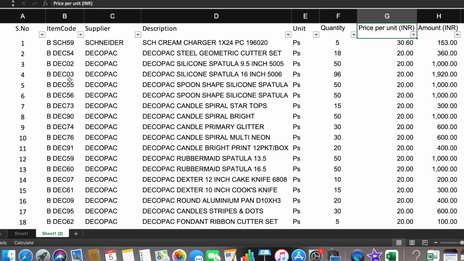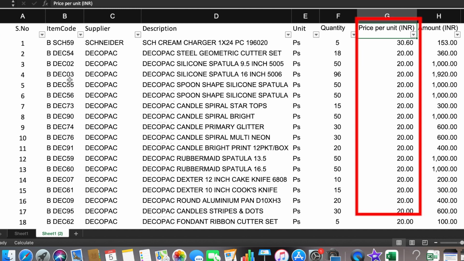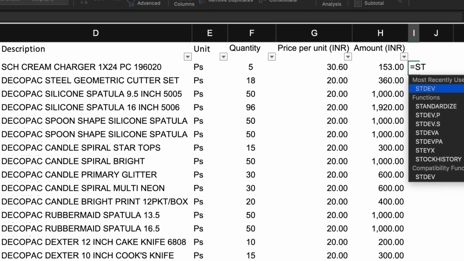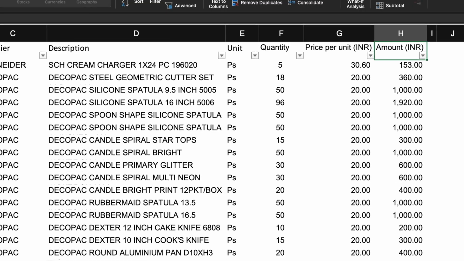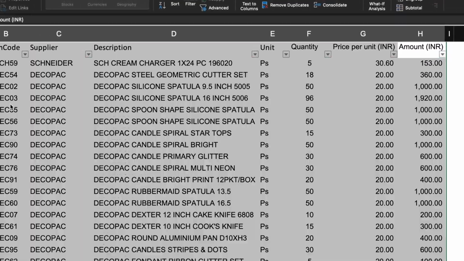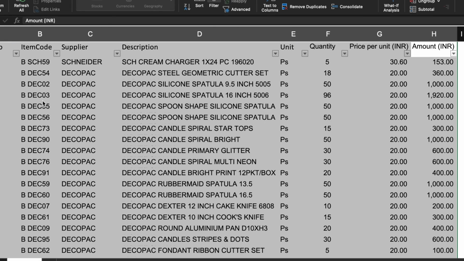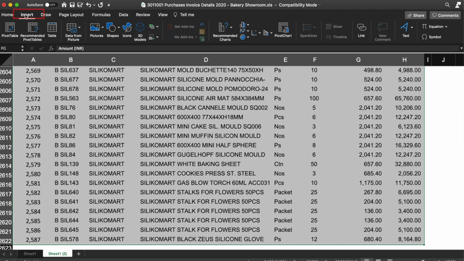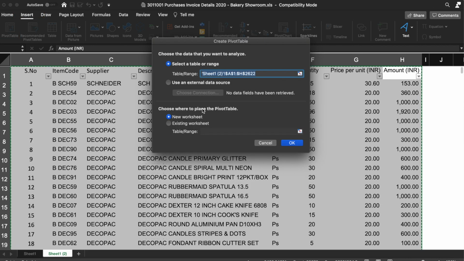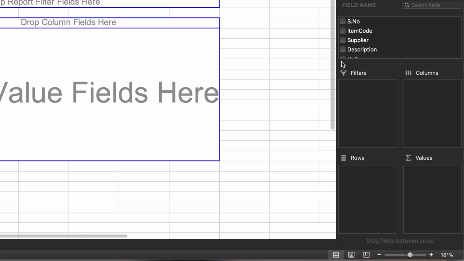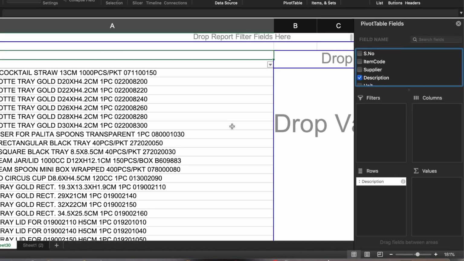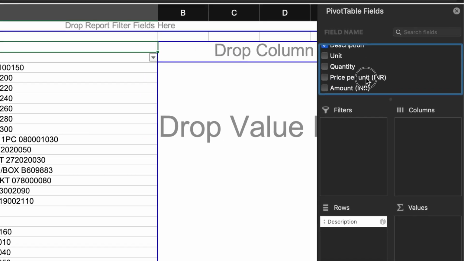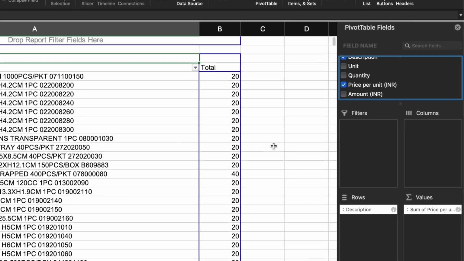Let's get back. Now I want to get the standard deviation for all the items. Over here, I can use the formula of standard deviation. But there are over 2500 line items with hundreds of products. So I use a pivot table for data analysis. I select the entire table, go to insert, click pivot table and click on OK. The pivot table appears. I drag the description in rows and all the items appear here. Then I drag the price per unit in the values box and the sum of the price per unit appears.